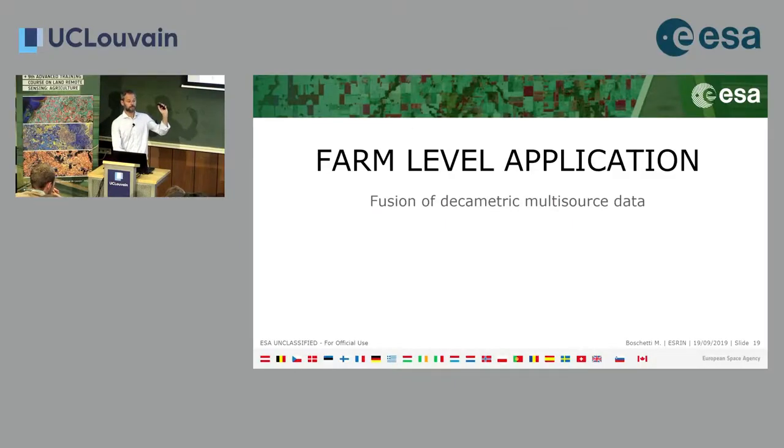And what we use at regional scale, in that case, it was MODIS data. It could be Sentinel-3 now, okay? So it was moderate resolution information. When we have to pass to farm level, we have to use other data.